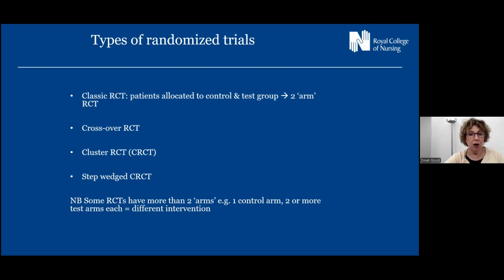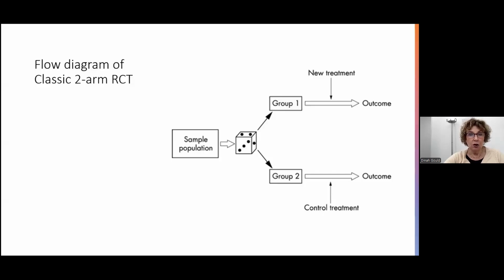But in some trials, you have more than two arms. For example, you might have one control arm, or you might have more than one test group. For example, you might have people who are exposed to different dosages of a drug to see which one works best. And a lot of public health interventions would have more than one arm. Then there are crossover RCTs, cluster ones, and step-wedge ones. And I'm going to go through each one in turn.